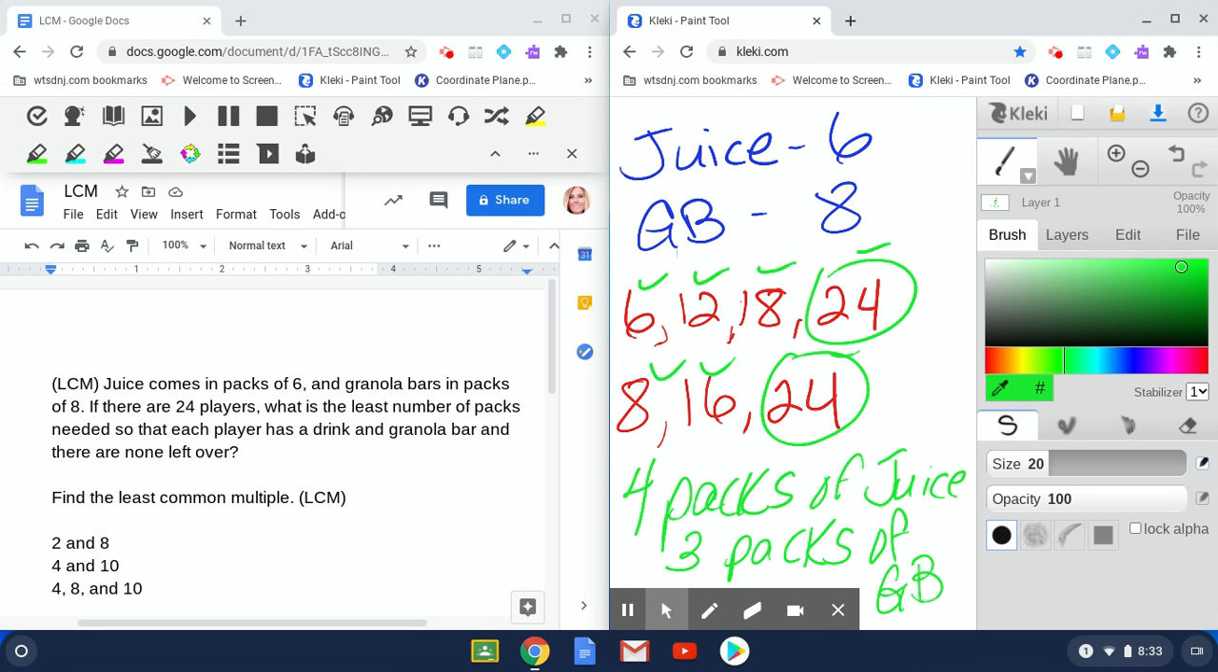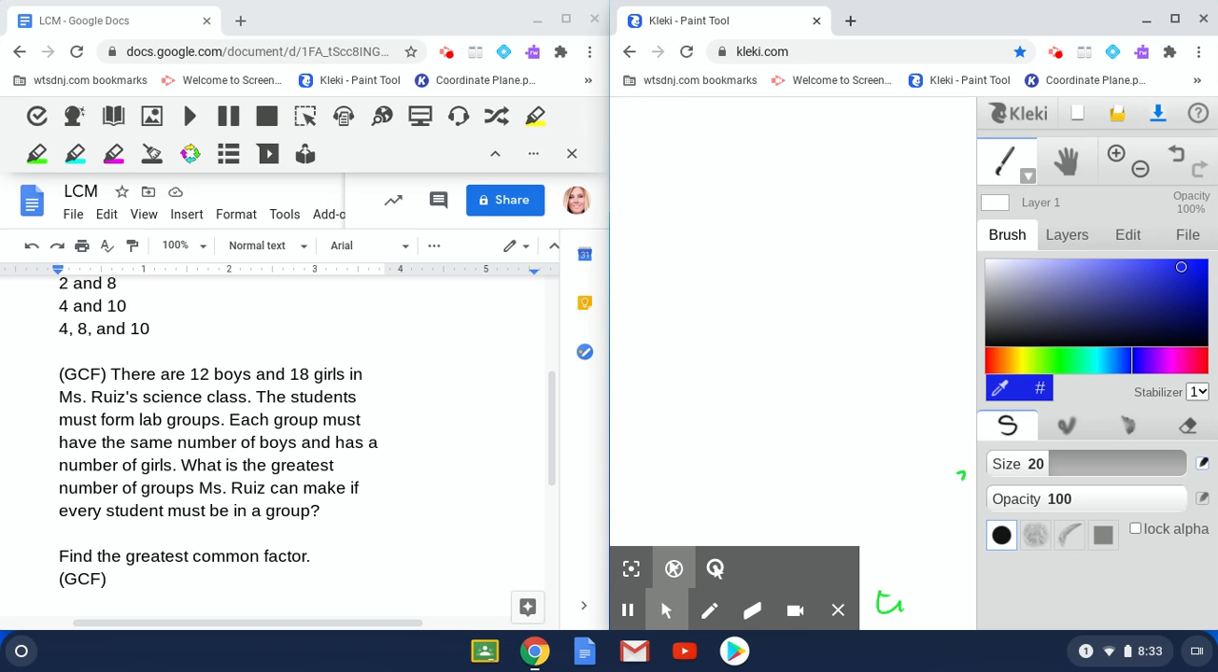All right, so let's move on to a word problem that gives an example of finding the greatest common factor. Okay, so here it says there are 12 boys and 18 girls in Mrs. Ruiz's science class. The students must form lab groups. Each group must have the same number of boys and the same number of girls. What is the greatest number of groups Ms. Ruiz can make if every student must be in a group?